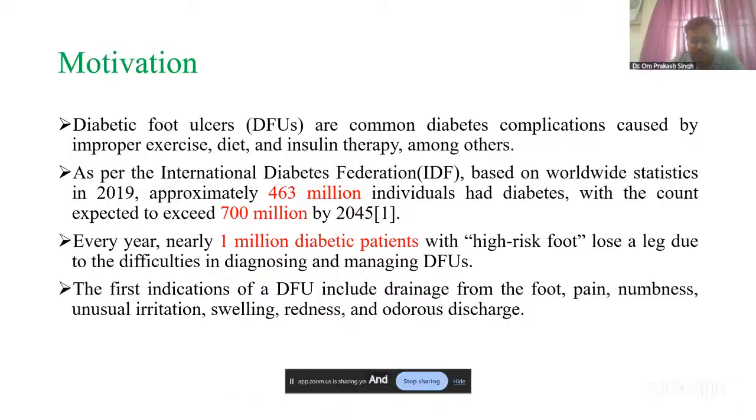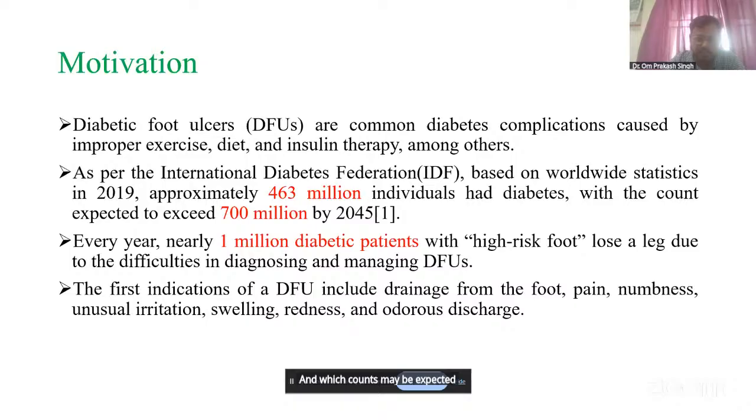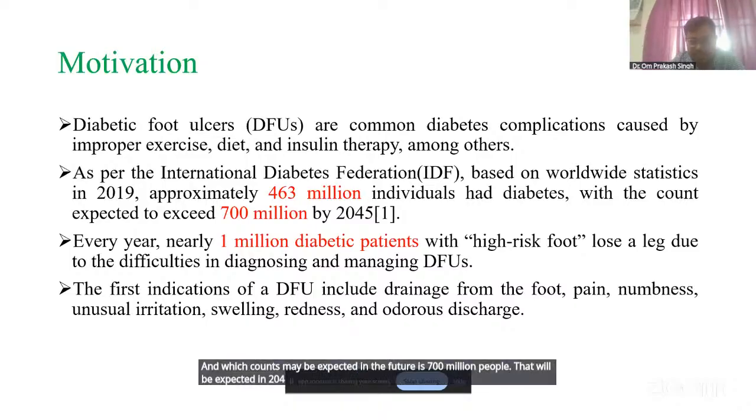There are some facts related to diabetic foot ulcer. According to the International Diabetes Federation, worldwide statistics in 2019 show that more than 463 million people were affected by diabetes, and this count is expected to reach 700 million people affected in 2045. So this is the basic statistic showing why this disease is very important.